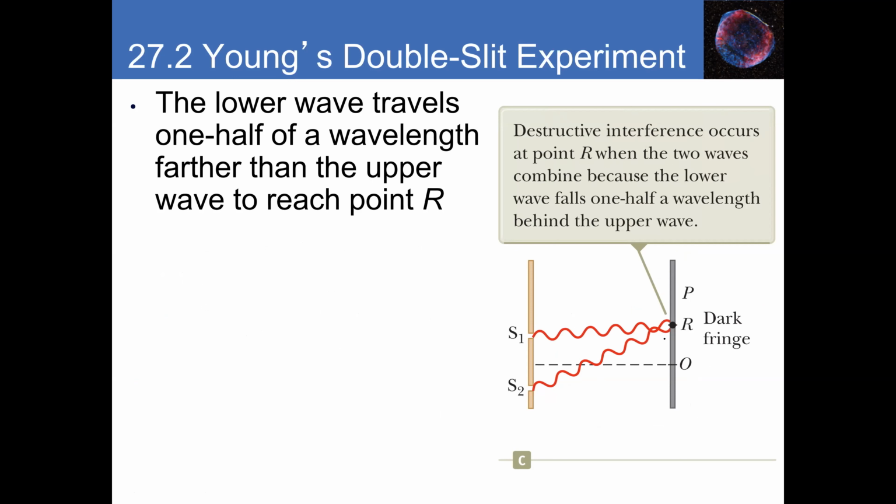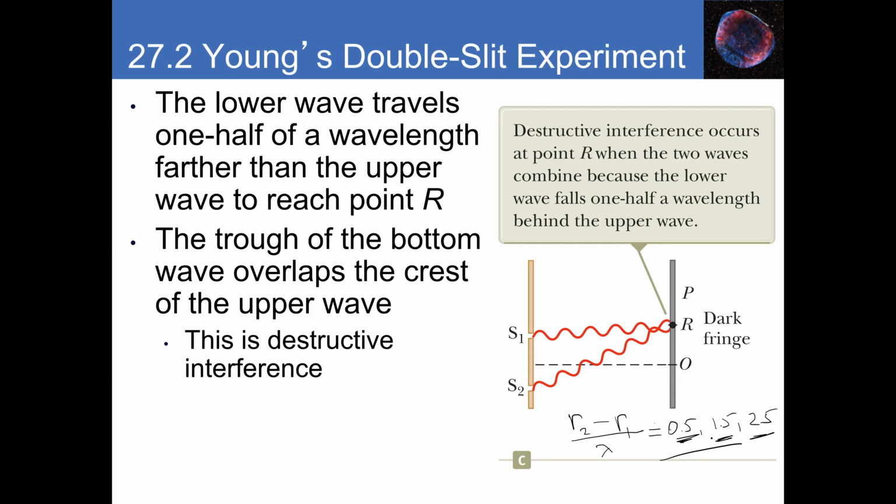Now, if I look somewhere else, with wave 1 and wave 2, I do R2 minus R1. If I divide this by the wavelength and get, let's say, 0.5 or 1.5 or 2.5, then those waves are half a wavelength apart, or 1.5 wavelengths apart, or 2.5 wavelengths apart. In that case, when the waves get to point R, one will have a crest and the other will have a trough. That means there will be destructive interference between them, and a dark fringe will occur.